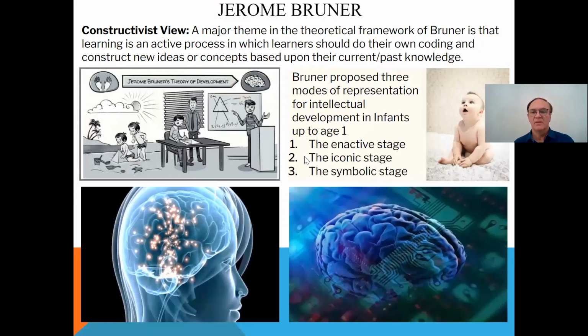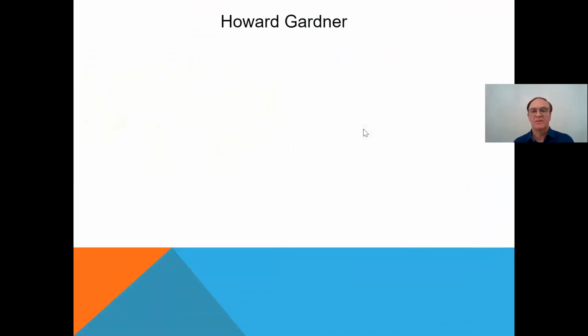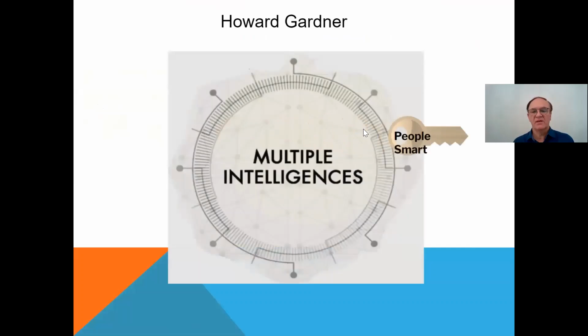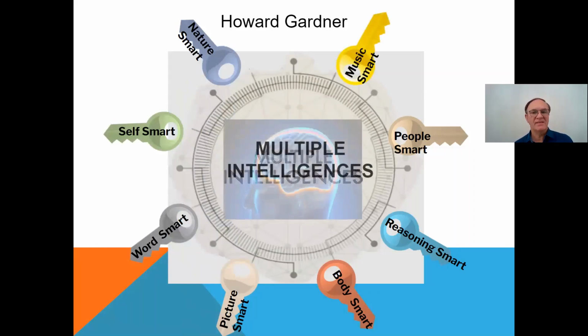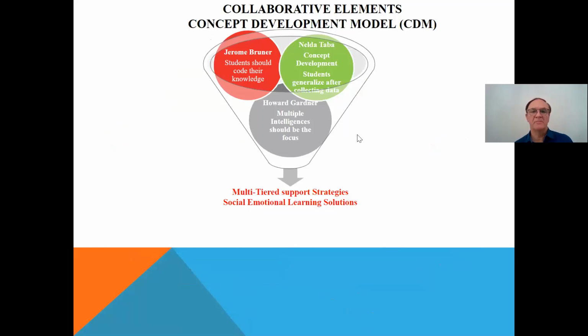Bruner was also instrumental in proposing 3 modes of representation for intellectual development in infants up to age 1. These 3 are the enactive, iconic, and symbolic stages. Howard Gardner's multiple intelligences looked at multiple different ways of measuring intelligence in human beings. Instead of just 4 or 5, he had at least 8, perhaps more. And Music Smart is one of the pieces that I cued in on.